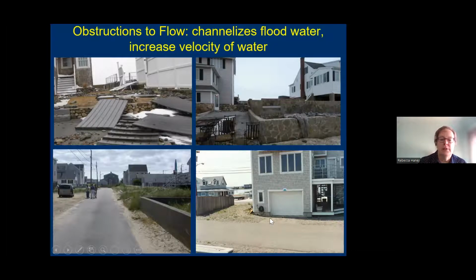And so this is a construction practice that's not typically allowed under the building code now for the velocity zone or flood zone. Other retaining walls can also deflect flow around them.